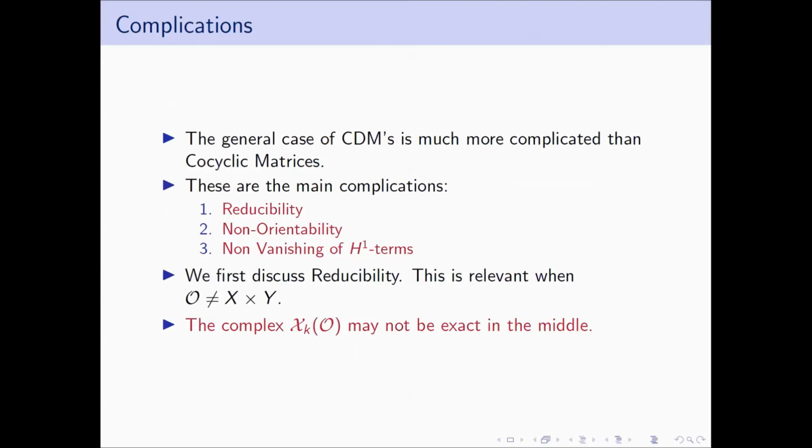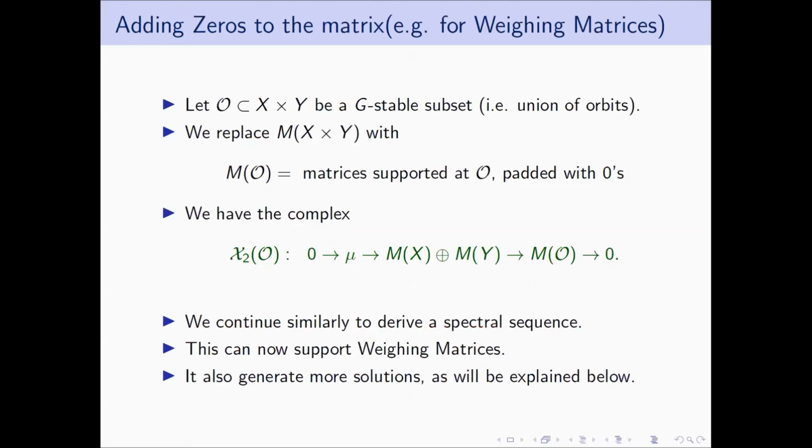Okay. So here are the problems. I hope I have 2 minutes to discuss them. So there's the problem of reducibility, the non-orientability, and then the non-vanishing of the H1 term. And maybe I'll discuss every one of them on one foot. So reducibility is a condition that Asaf found that would guarantee that this would be exact, even if O is not X times Y. And it happens to be a geometrical condition, which is very nice.